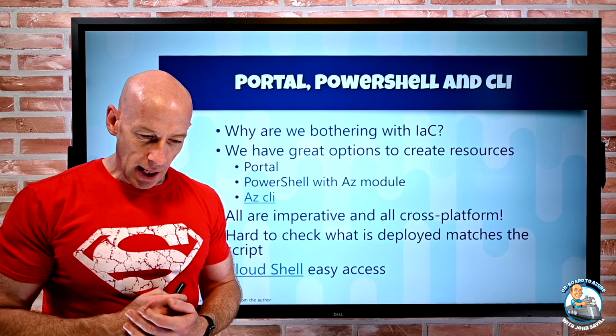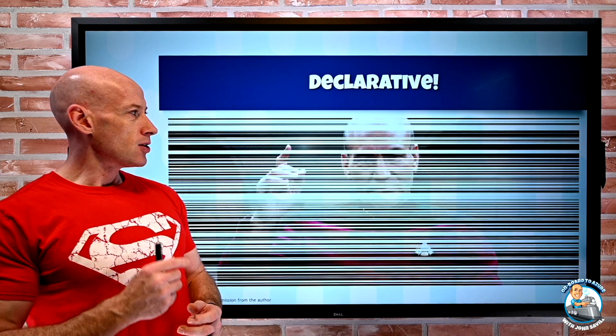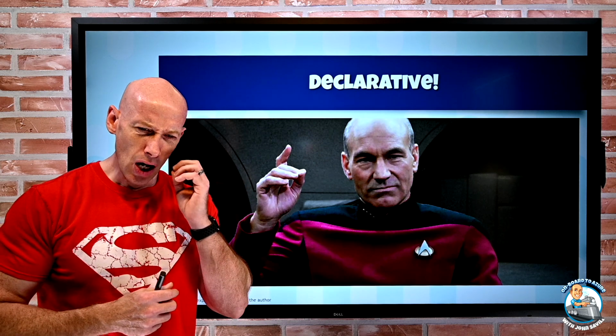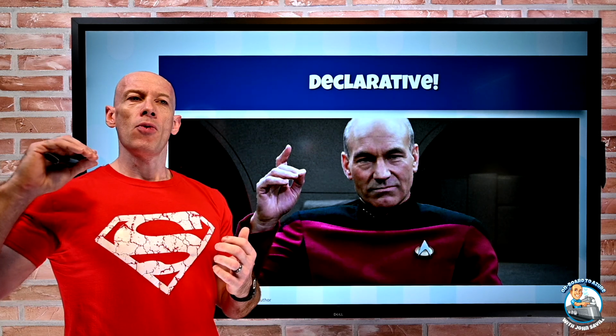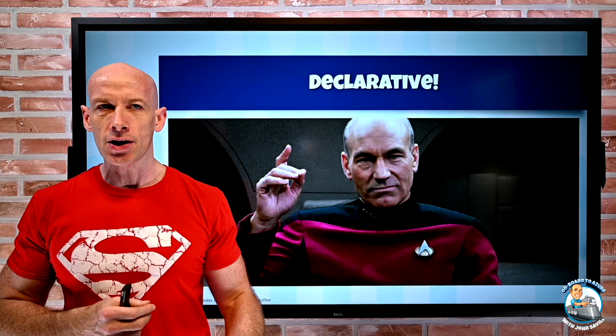And as I mentioned, we have the Cloud Shell. So the other option is declarative. And this is all about Jean-Luc Picard, make it so, number one. When Jean-Luc Picard would say, I want to be at gamma quadrant 2, make it so.